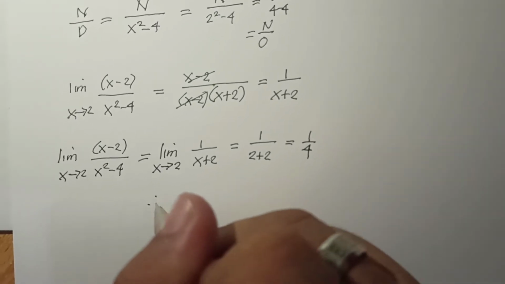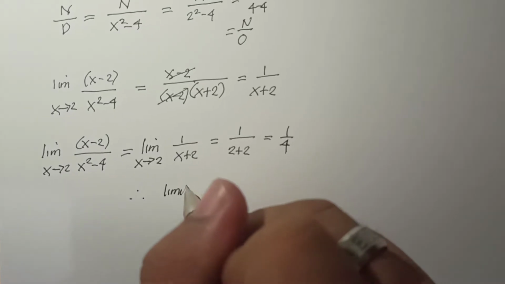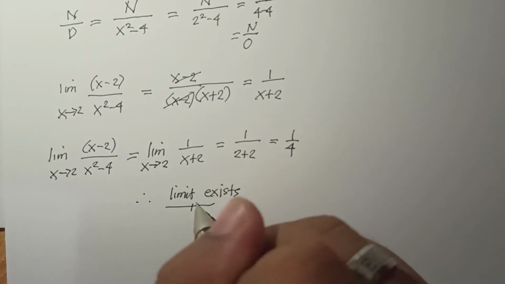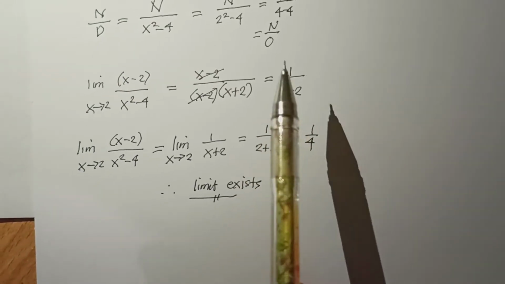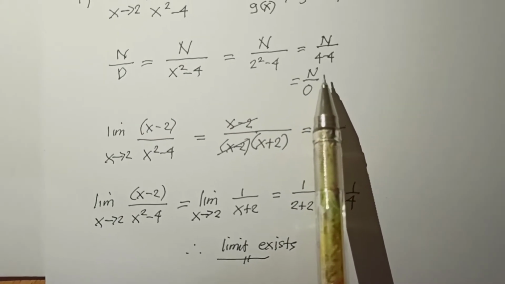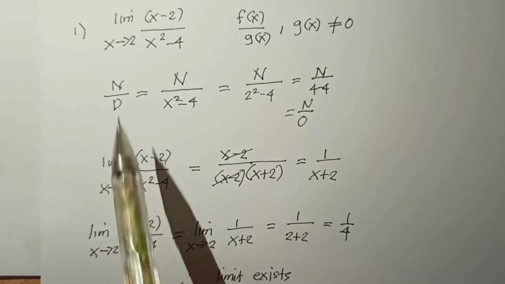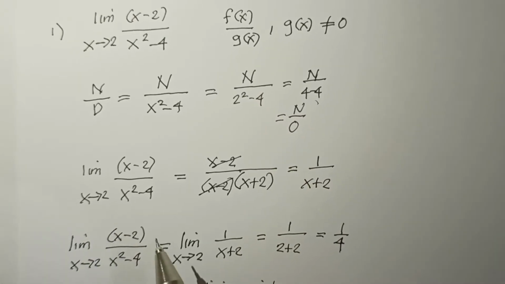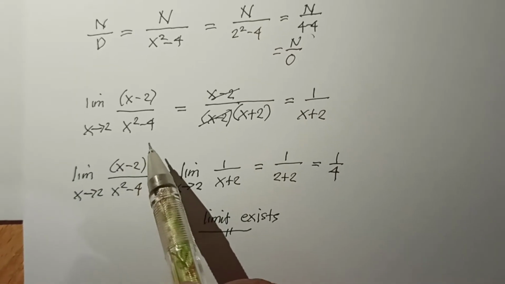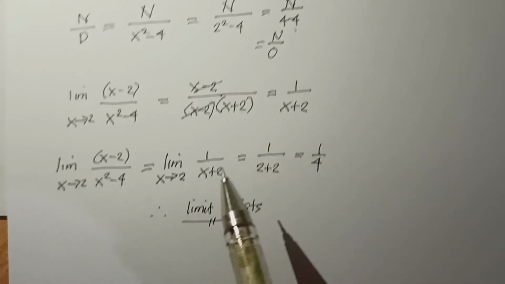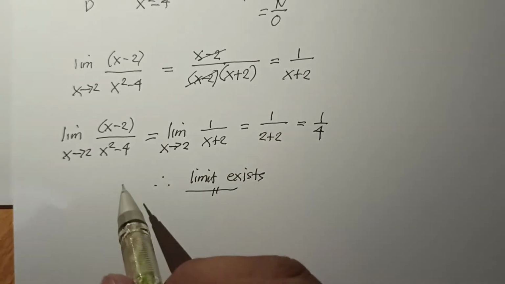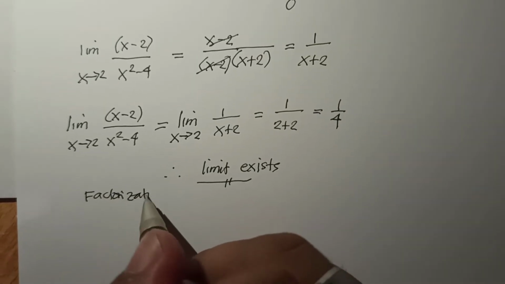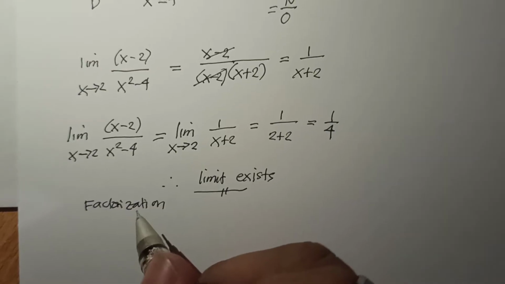So we could say that the limit exists. In this case, the limit exists even though the first substitution of the value for n over d equated to 0. But still, we could find ways that the limit would exist by factorization. So on this rule, we apply factorization. That is case number 1.